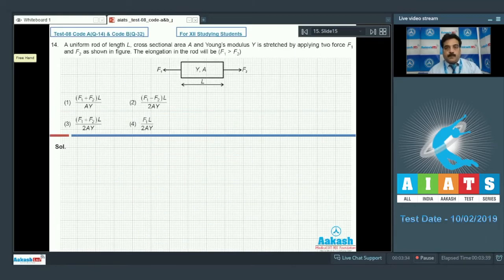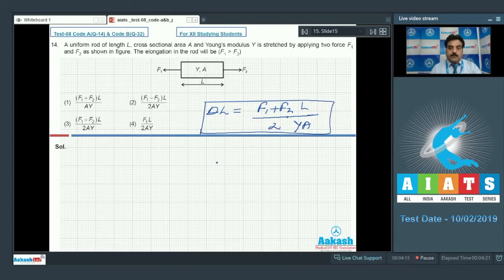In question number 14, a uniform rod of length L, cross-sectional area A, Young modulus Y is stretched by applying two forces F1 and F2 as shown in the figure. The elongation in the rod will be, F1 is greater than F2. In this case, elongation when forces are different at two ends. So I would like to suggest you can memorize this result directly. F1 plus F2 divided by 2 into L and Young modulus into A.